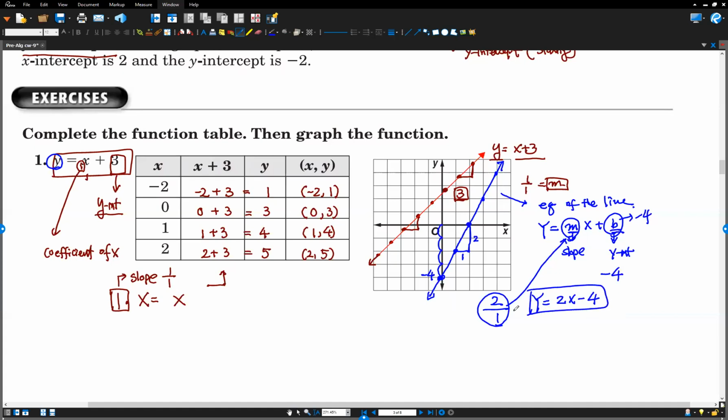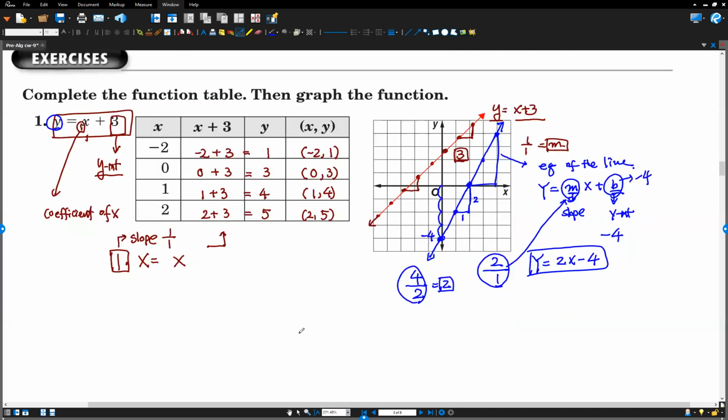Can you do this one? Yes. Or you can use these 2 points, it doesn't matter. 2 right, 4 up. That's the slope too. 2 right, 4 up, which is equal to the same number, isn't it? When you simplify, that's the slope. Everybody follow me?